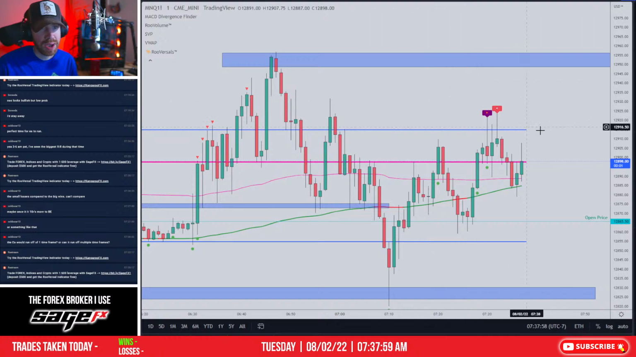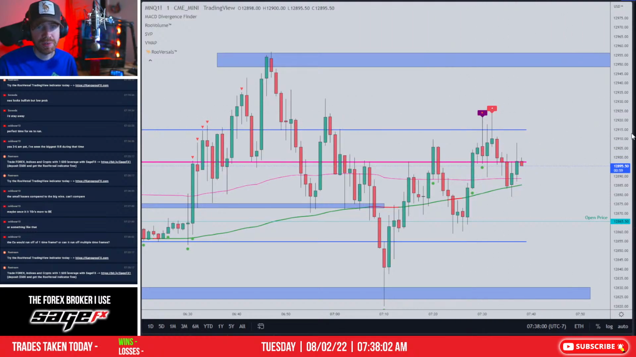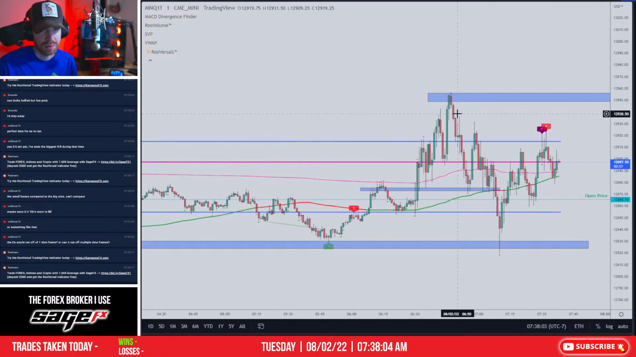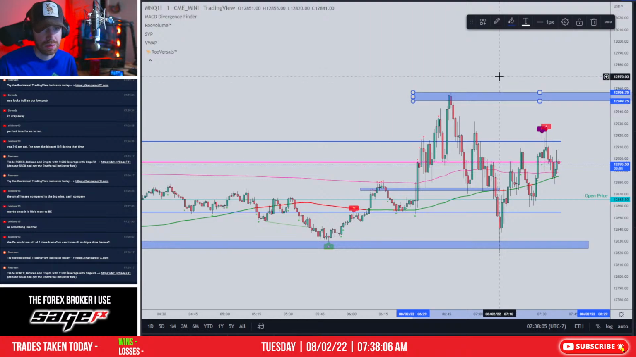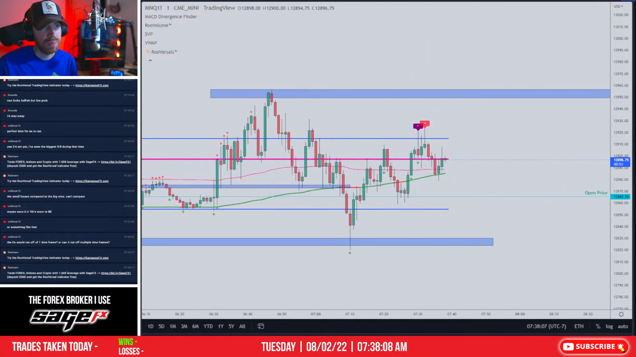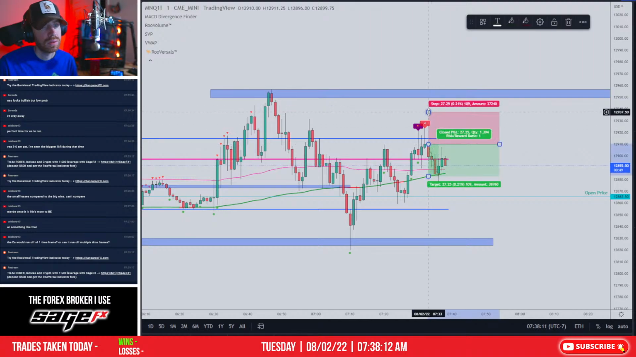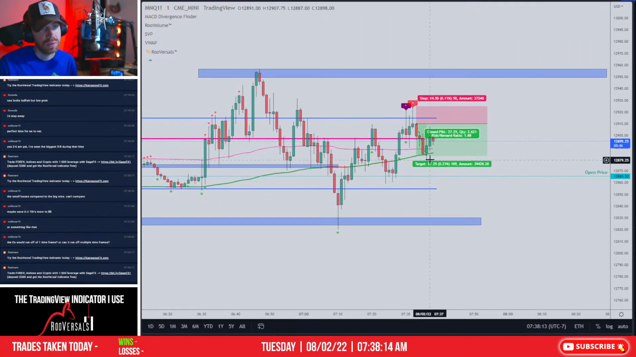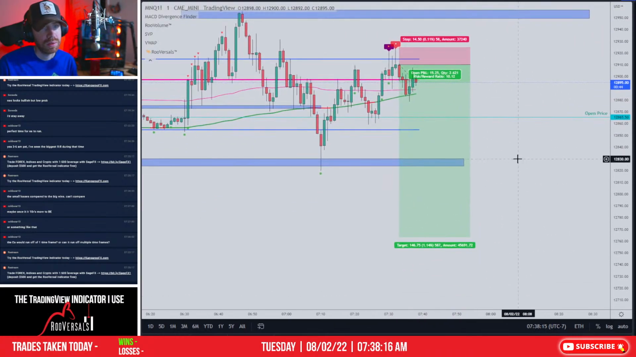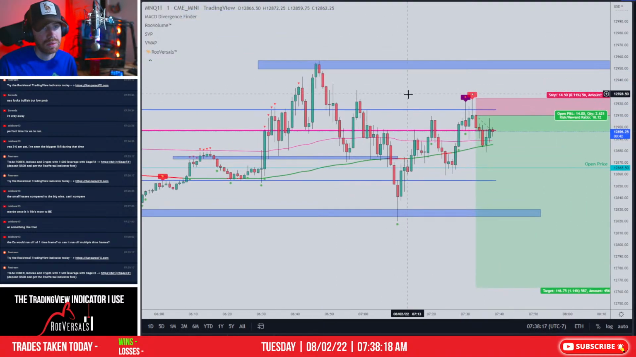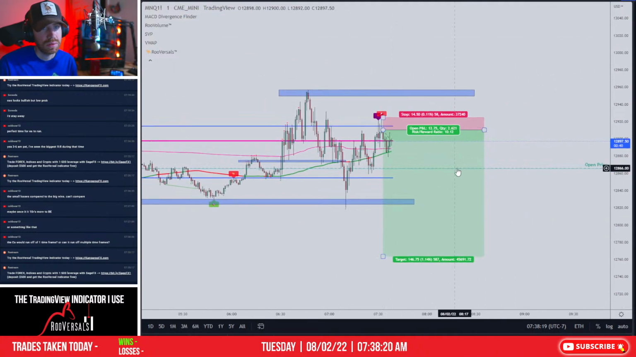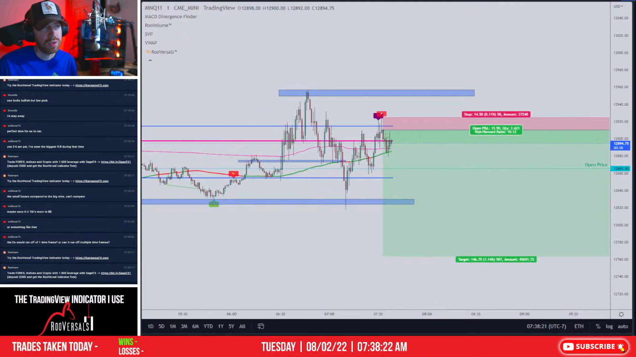Speaking of kangaroos, we got two. We got two in the past 5 minutes. That's some good rejection. See how much these would move. See if the chop is over.